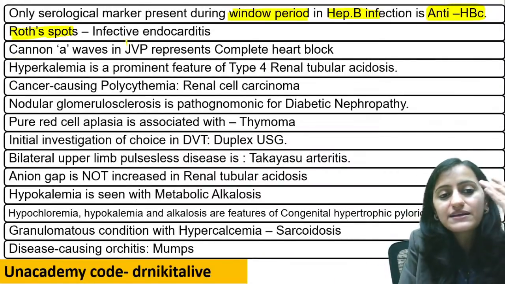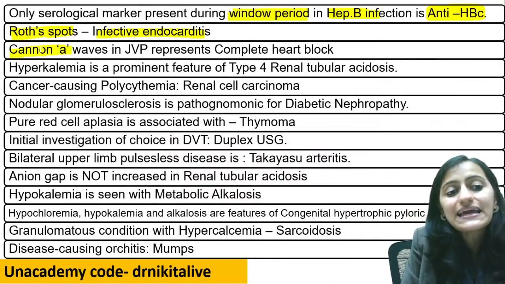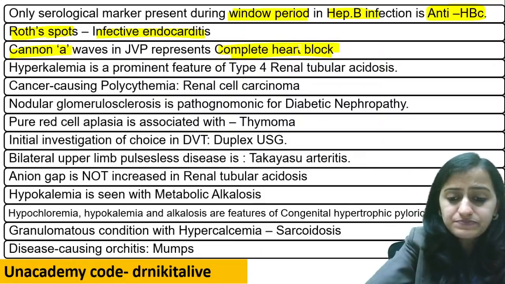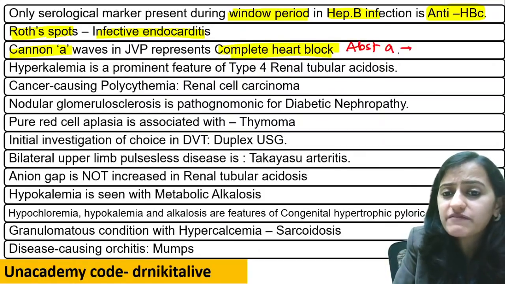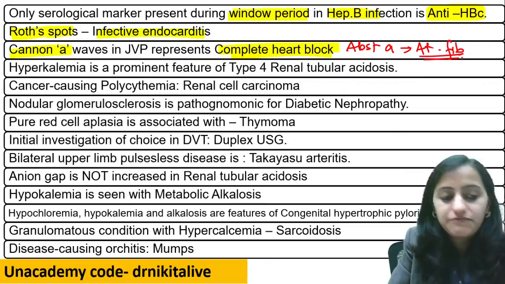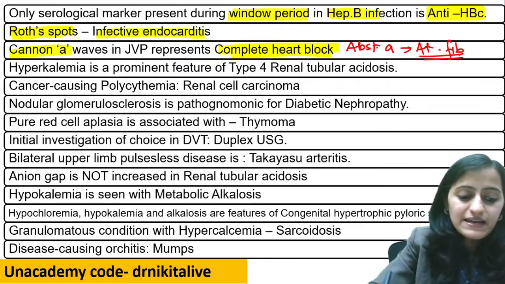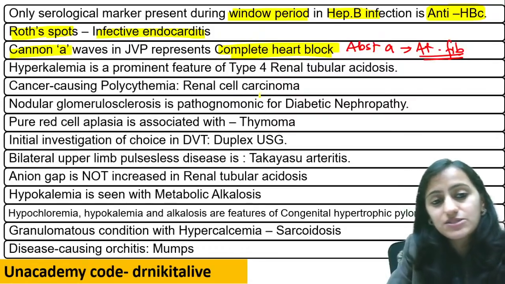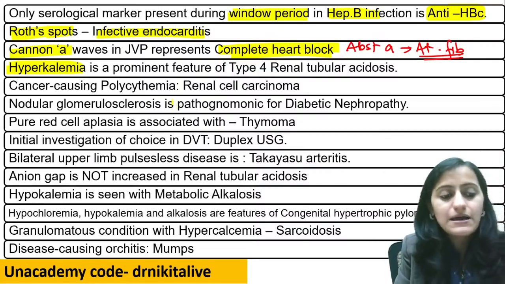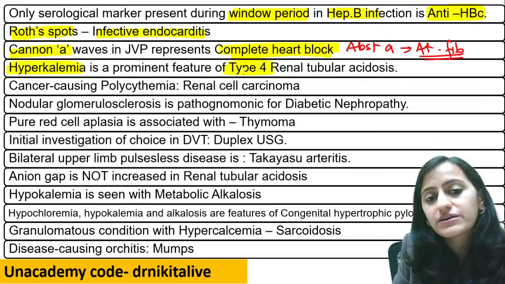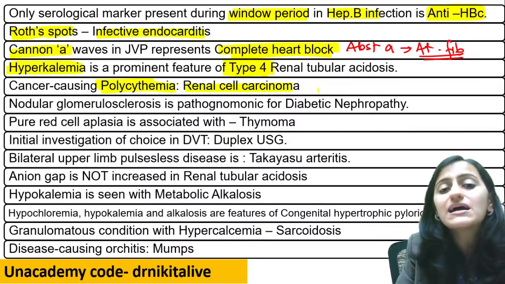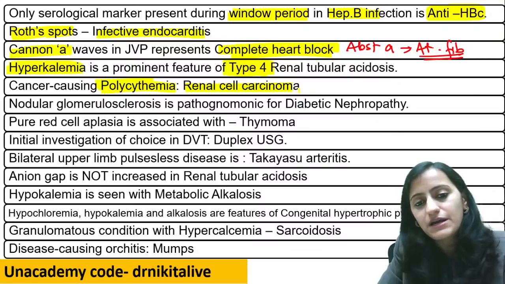Roth spots, basically in the fundus in infective endocarditis. Cannon A waves. Okay, the huge A waves in JVP represent complete heart block. Where do we have absent A wave in JVP? A wave is atrial contraction, atrium not contracting. So that is atrial fibrillation. Okay, atrial fibrillation. Very important, we have discussed in our medicine revision classes on Unacademy recently. Hyperkalemia is a feature of type 4 renal tubular acidosis. Okay, type 4 renal tubular acidosis.